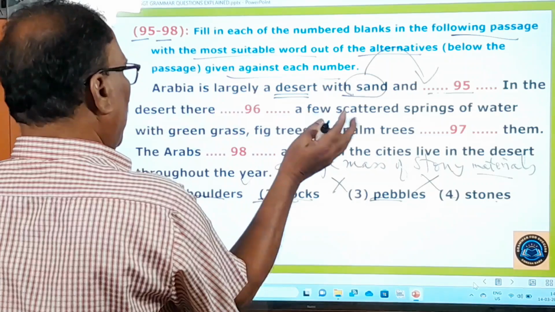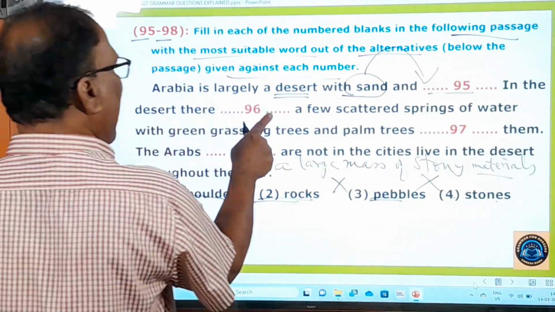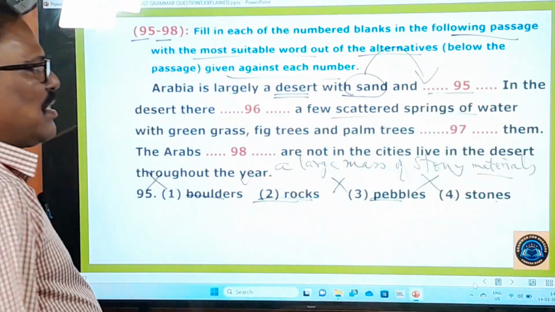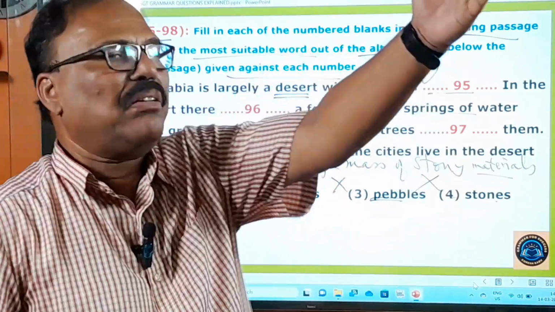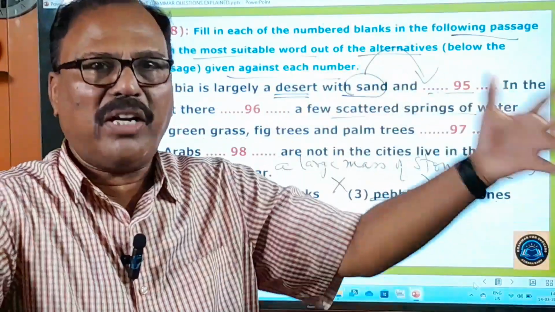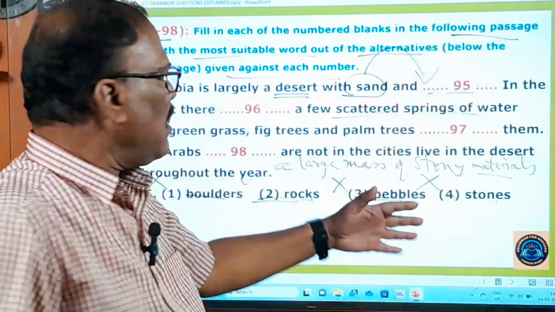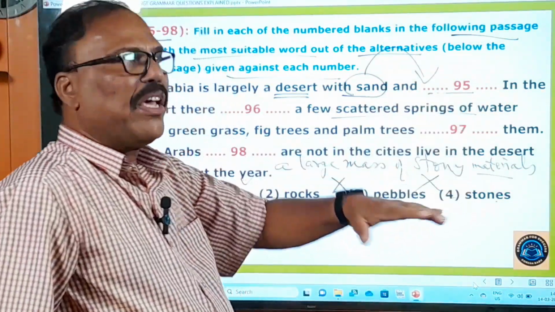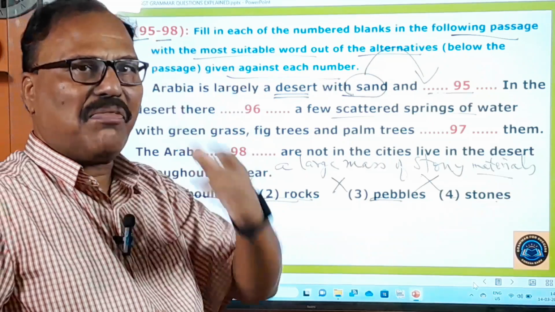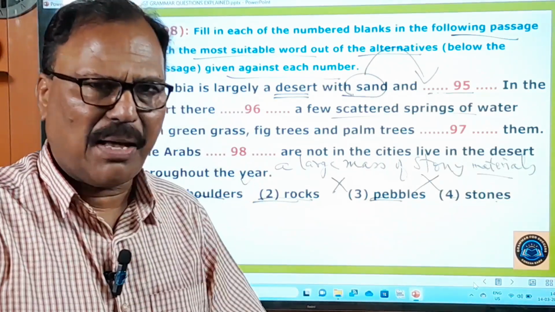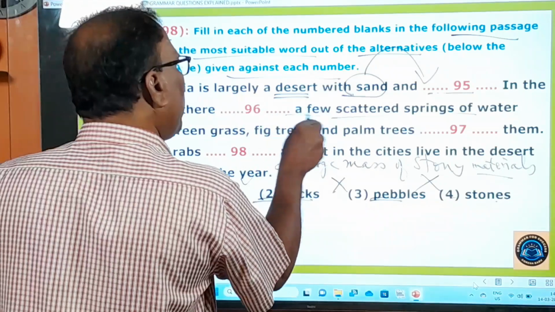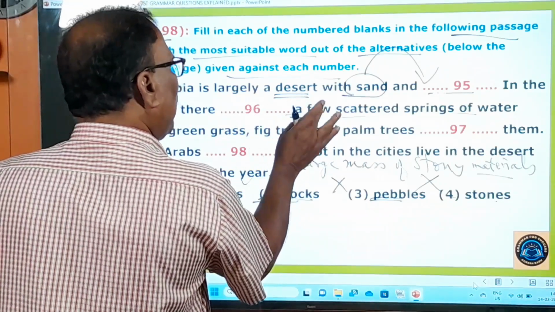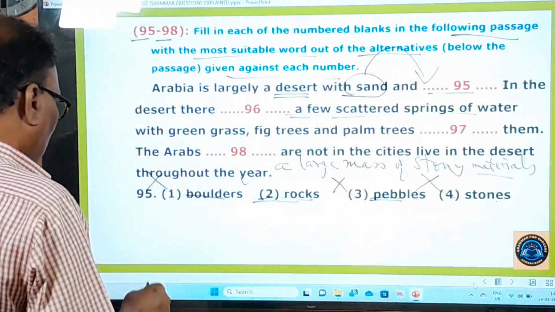And you go to the next blank. In the desert there dash a few scattered springs of water. Scattered means spread here and there, not all in one place. You can find springs of water here and there in the desert, and they are called oasis, as you know very well. And here, there dash a few. A few indicates more than one. That's why here you have to use what? Let us see that.